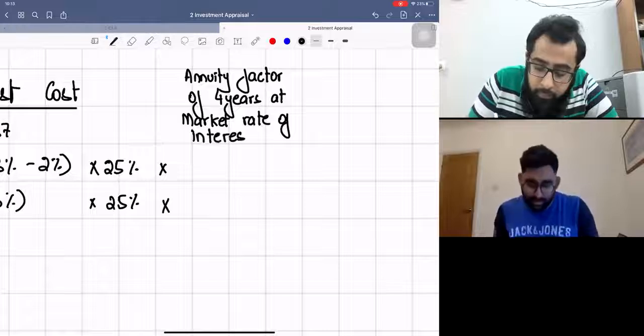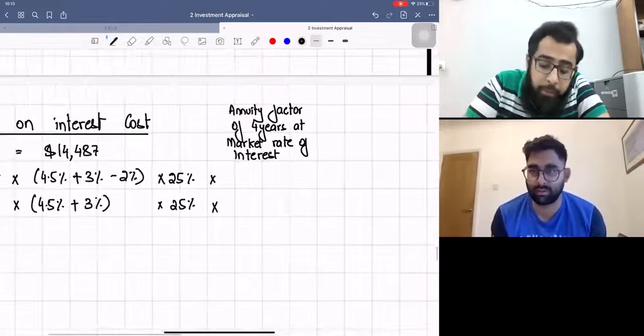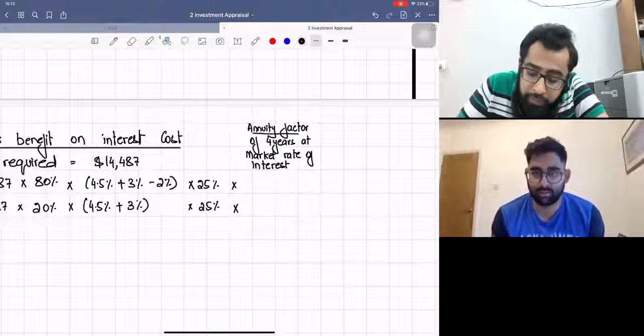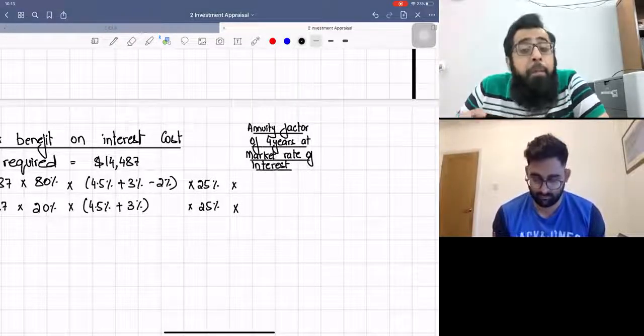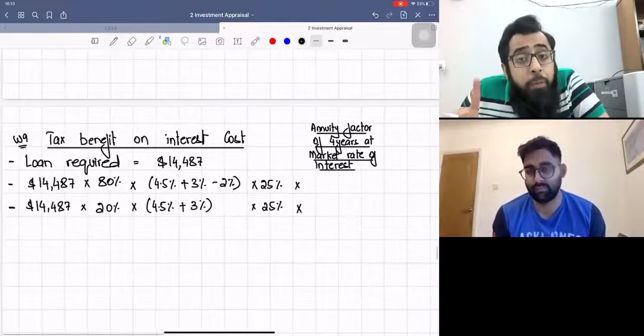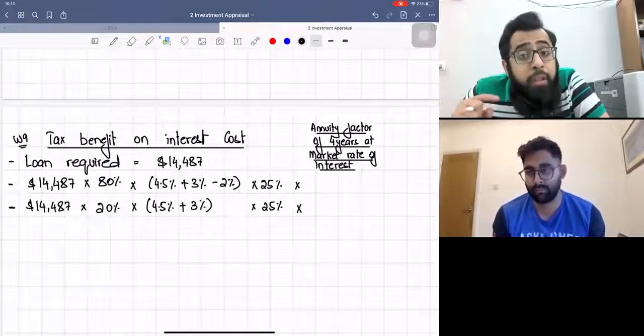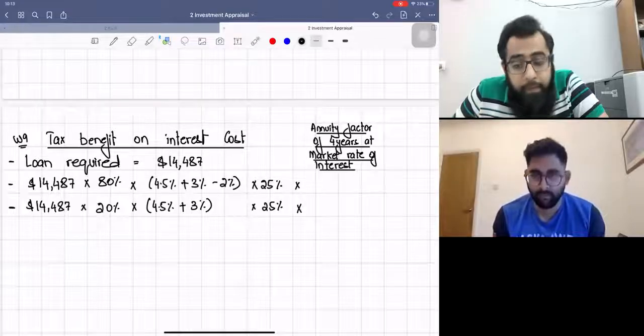Why do we do annuity? Because obviously it's consistent cash flow. It is annuity because we will save this amount for 4 years. This tax benefit impact will be for 4 years. We will not save this tax benefit in 1 year. We will get this benefit in 4 years. Okay? Got it.